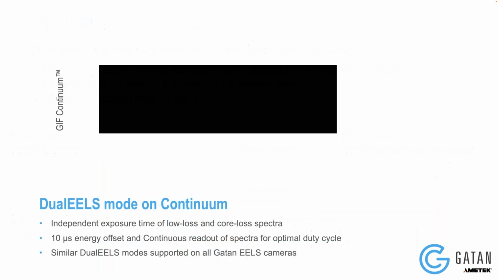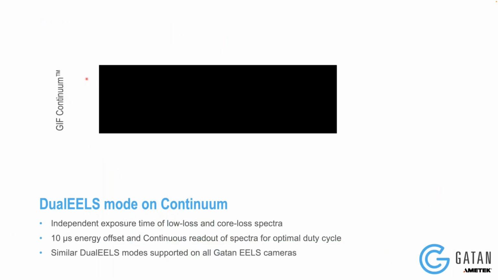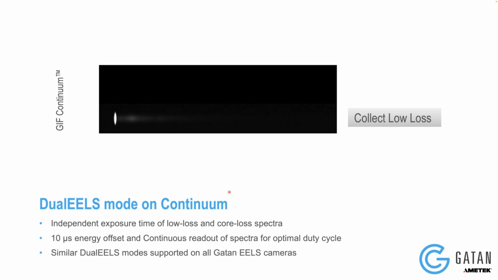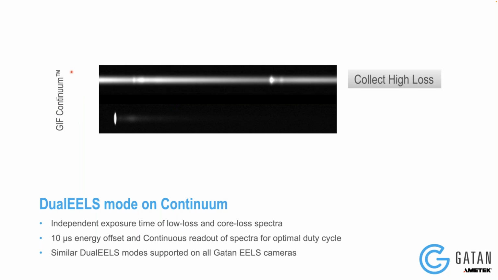How does the readout actually work at the detector level? This is a schematic of how the DualEELS mode works on Continuum. We have independent exposure times for the low loss and core loss spectra. And as I've said, it's just a 10 microsecond energy offset between our low loss and our core loss readout. So part of the camera is exposed to a low loss spectrum. We collect that low loss spectrum, apply an energy shift with the drift tube, and then this non-dispersive deflector is used to move the readout to a different part of the camera, so we collect the high loss.